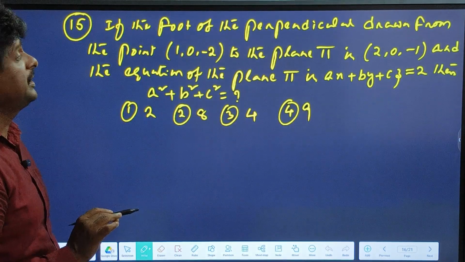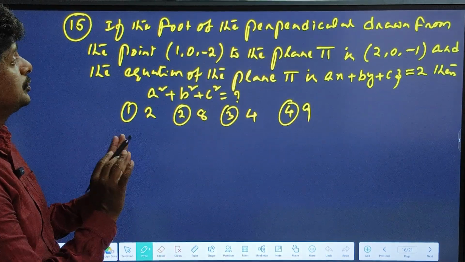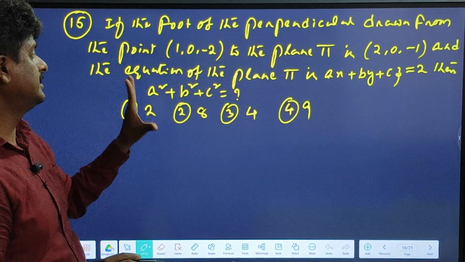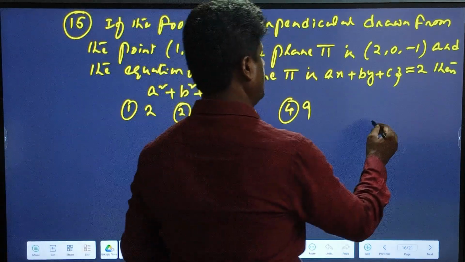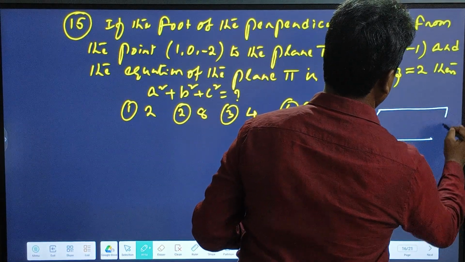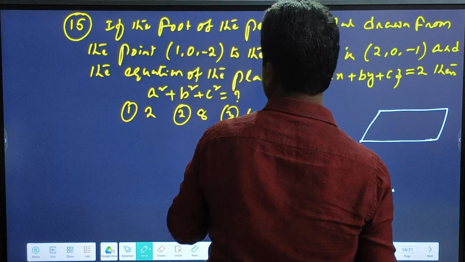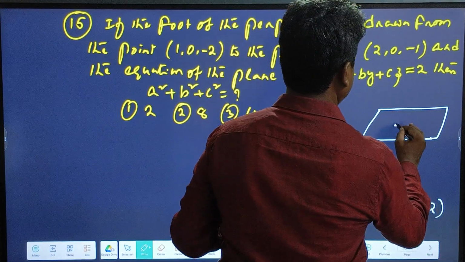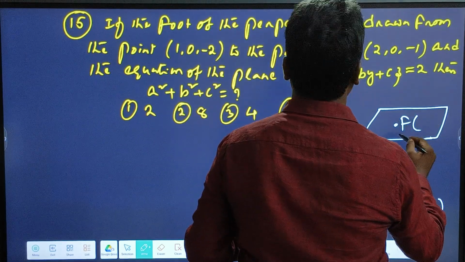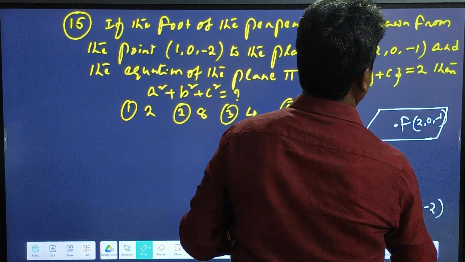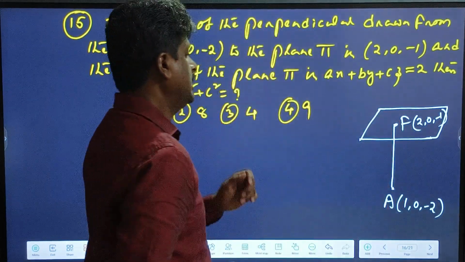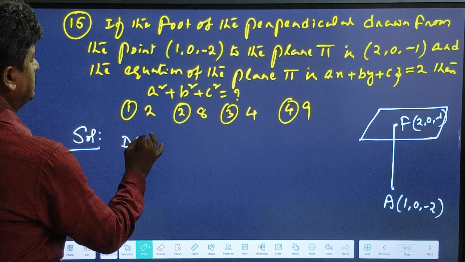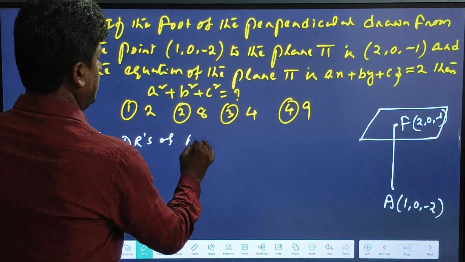If the foot of the perpendicular drawn from the point 1 0 minus 2 to the plane pi is 2 0 minus 1, equation of plane is this, then a square plus b square plus c square. Same model, but instead of origin some other point given. From the point capital A 1 0 minus 2, somewhere here foot 2 0 minus 1. Okay, let us calculate DRs of AF bar.